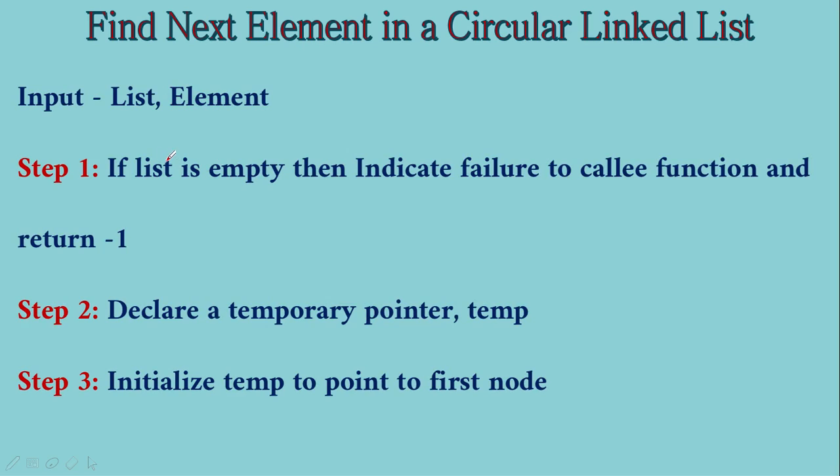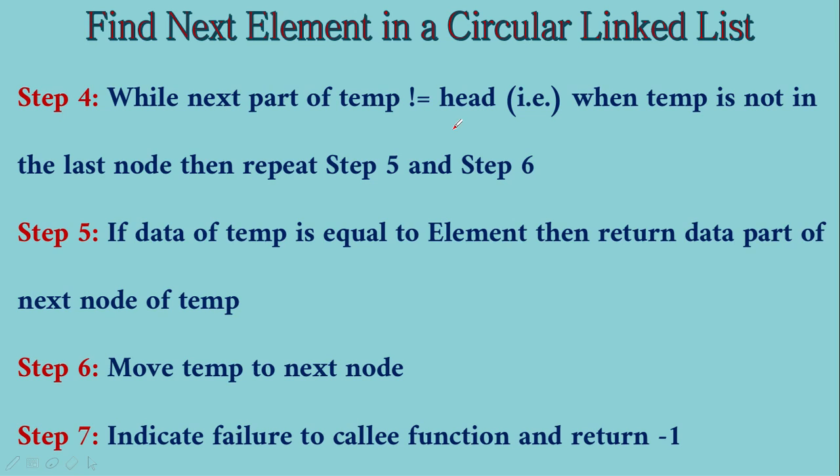So let us formally write the algorithm. The list and the element are the input. If the list is empty, indicate failure to the callee function, return -1. Otherwise, declare a temporary pointer. Initialize the temporary pointer to the first node. While next part of temp is not equal to head, that is, when we are not in the last node, we have to repeat steps 5 and 6. In step 5, we are checking whether the data part of temp is equal to the element we are looking for. Then the data part of the next node will be returned. Otherwise, you move temp to the next node. And if we come outside the loop, then we can understand that we didn't meet the element we are looking for, so we can indicate failure.